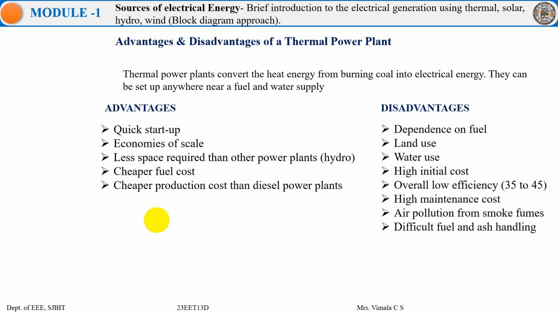Disadvantages are that we need to depend on fuel, that is coal, and the land required for thermal generation is also vast because we need to handle ash disposal and coal storage. Also water use, high initial cost, overall efficiency, high maintenance cost, air pollution from smoke, and difficult fuel and ash handling. So that is all about the power system structure and the generation of thermal power plant.